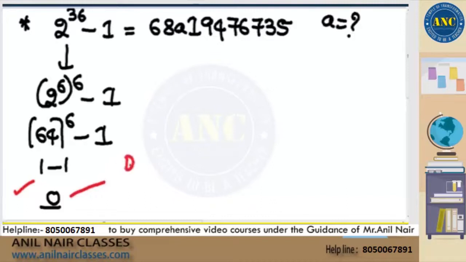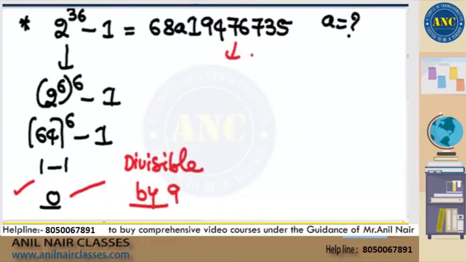Digital sum 0 means this left hand side is divisible by 9. Left hand side is divisible by 9. Right hand side should also be divisible by 9. So what I'll do is, I will delete the digits whose sum is divisible by 9.